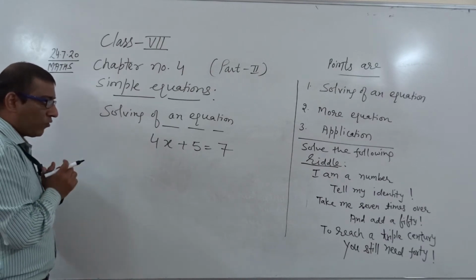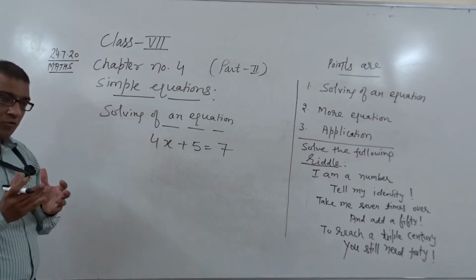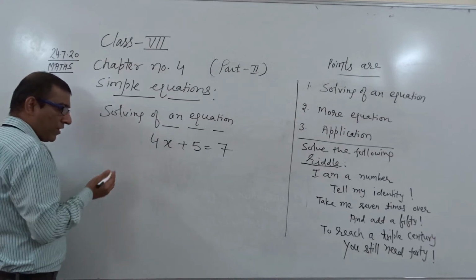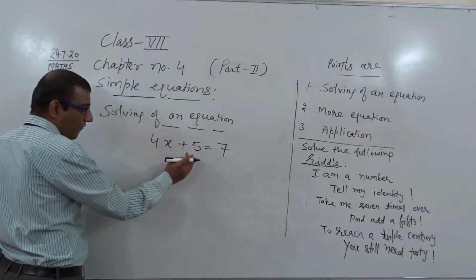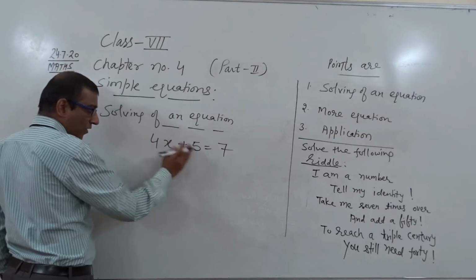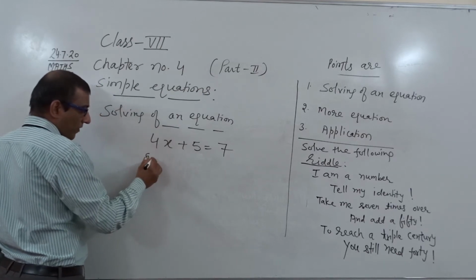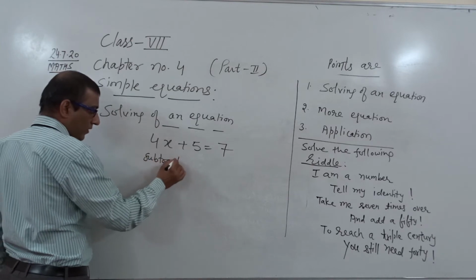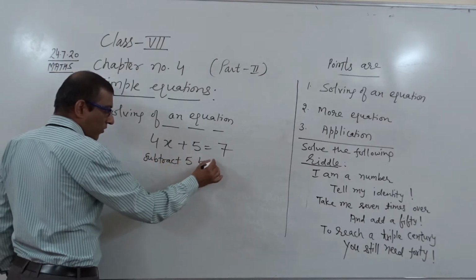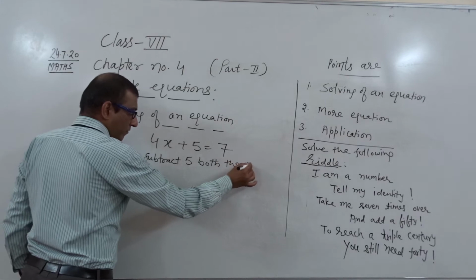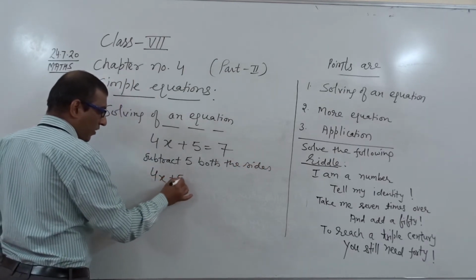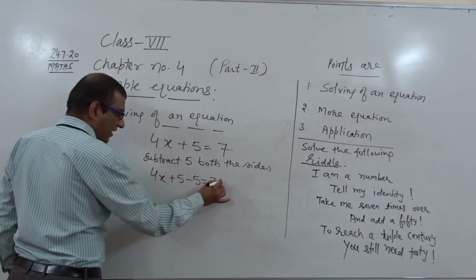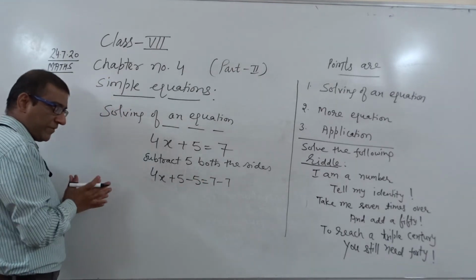So how can we solve it? There are two or three methods given. So we will continue with a very simple method. First we will remove this 5. How can we remove this 5? We will subtract 5 from both sides. So when you subtract 5 from both sides, it can be written like this. This is your first step.